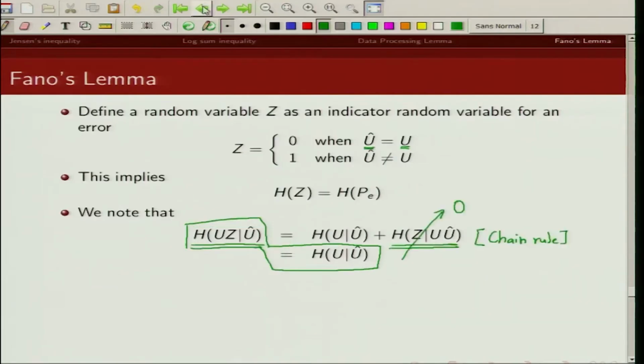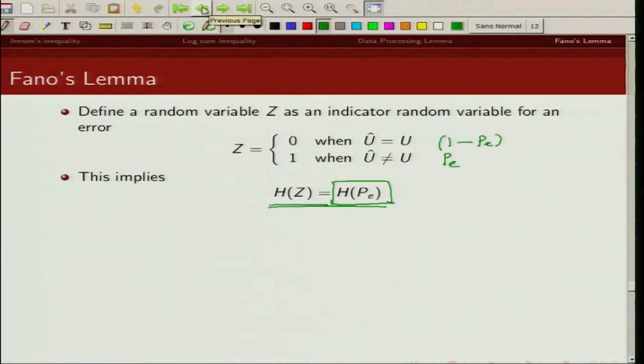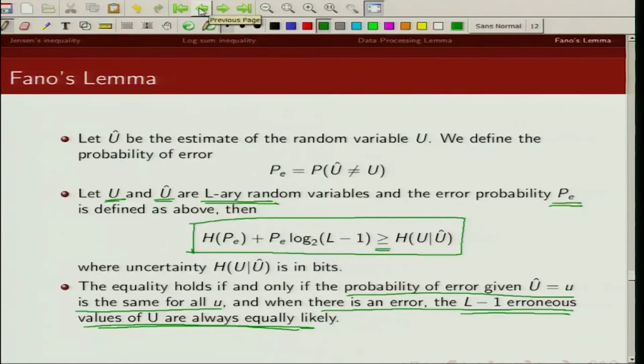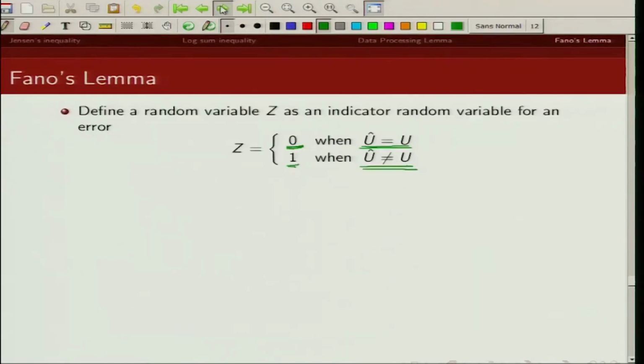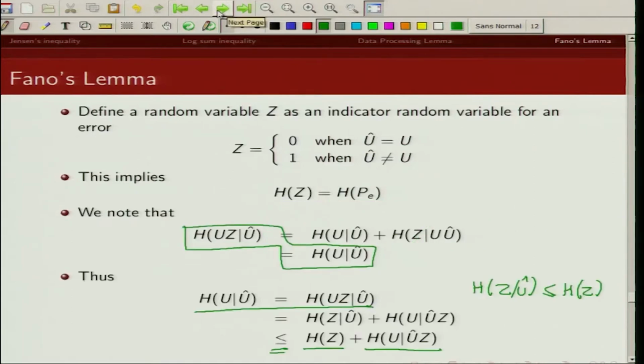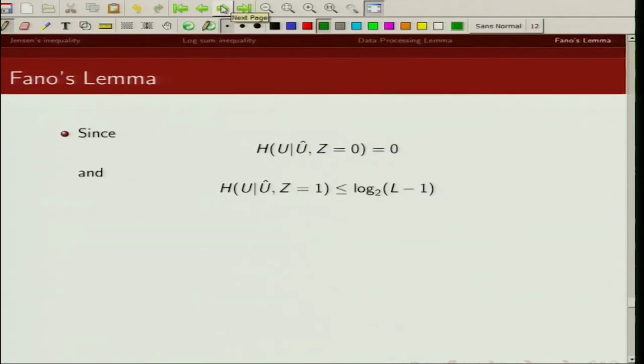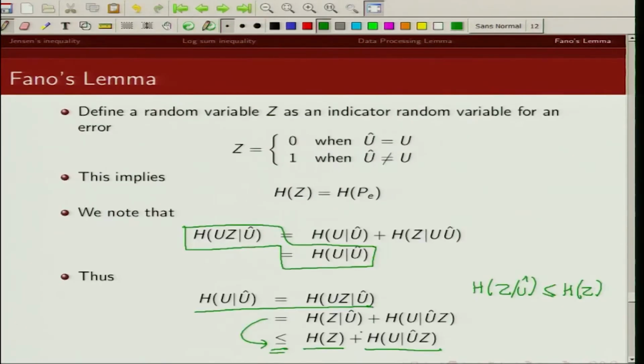So in other words, when this condition holds, when the probability of error is the same irrespective of what U is, then H of Z given U hat will be H of Z. So from here to here it follows from the fact that conditioning cannot increase entropy. Next, we are going to look into a little more detail at this expression. So let us look at this expression.